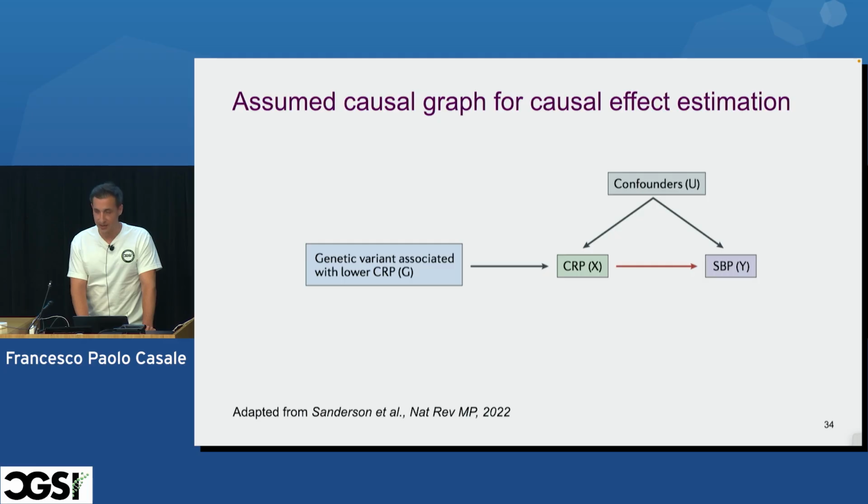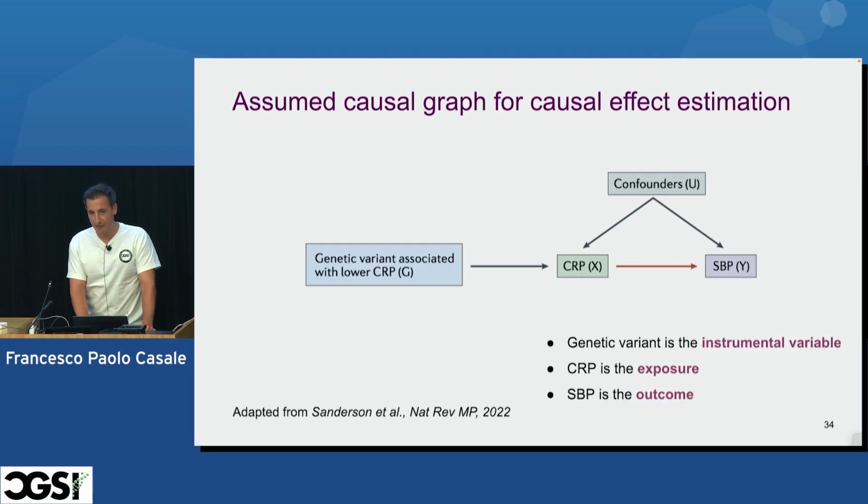So this is the assumed causal graph for causal effect estimation. Very briefly about the nomenclature. The genetic variant, I will refer to this as instrumental variable or instrument. Here, C-reactive protein is the exposure, while SBP is the outcome.